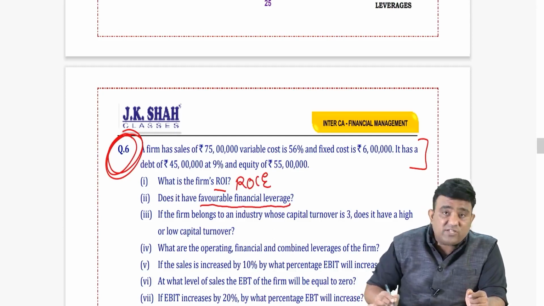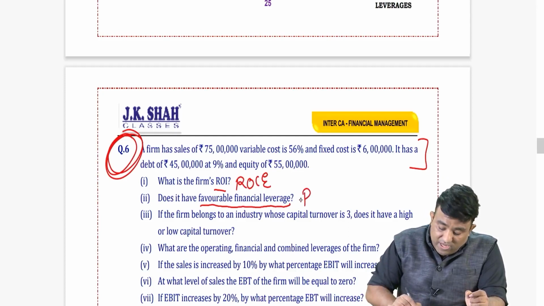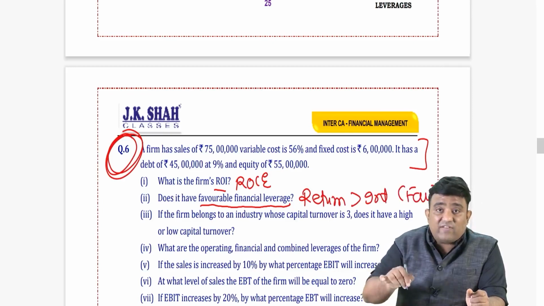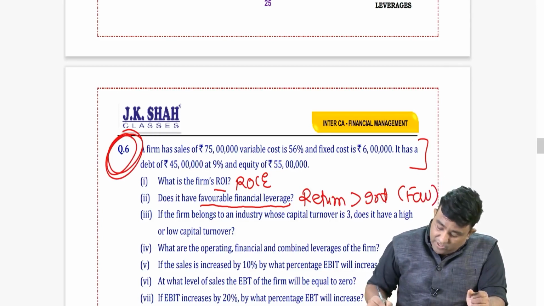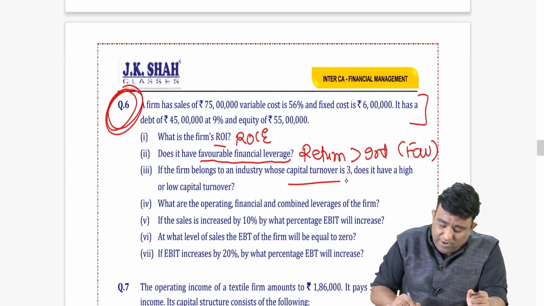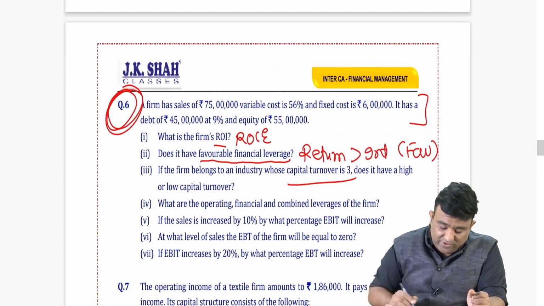Favorable financial leverage. Student, remember, if the return, that is ROC, you have calculated is more than your interest rate in this example, then it is a favorable financial leverage. Otherwise, it has an unfavorable financial leverage. Fair enough. Thereafter, comment on the capital and turnover ratio, that we have done.